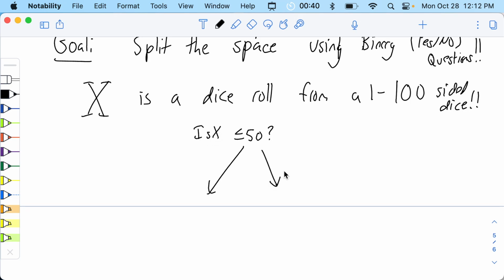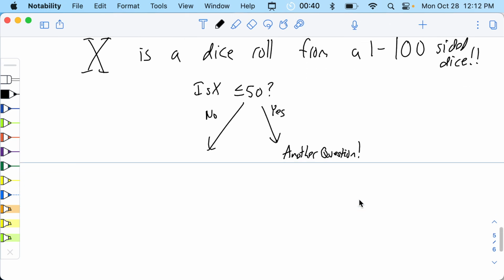And then you need to decide what to do in both cases, no or yes. I will tell you, in this case, the answer was yes. It was less than or equal to 50. So now you can ask another question. Since so many people got it, probably your next question is going to be, is x less than or equal to 25? And then that's going to split the world into two more things, right? Similarly, if it was not less than 50, you would probably say, is x less than or equal to 75? Yes, no.